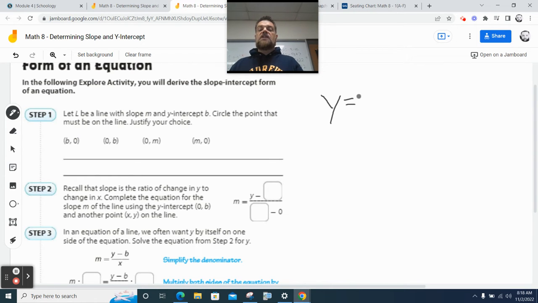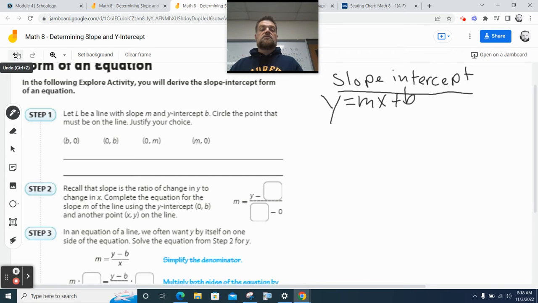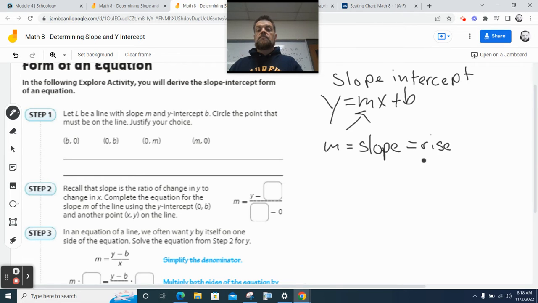The equation of a line, I should say, a linear equation is this. This is the slope-intercept form: y equals mx plus b. So write that down somewhere on the side. Okay. Where m is the slope, that's the rise over run. And b is the y-intercept. That's where it crosses the y-axis.